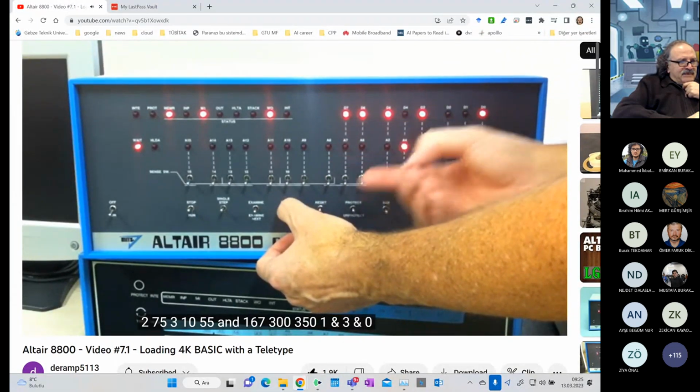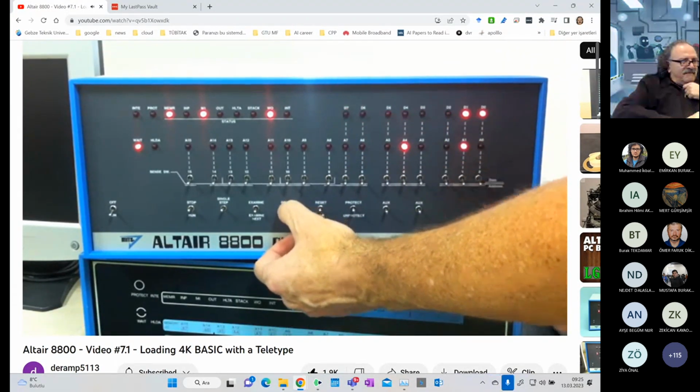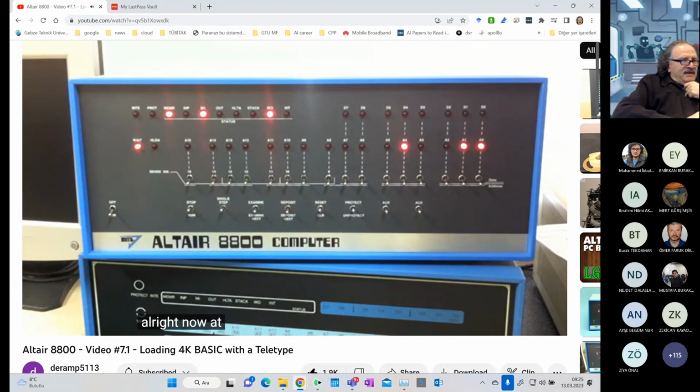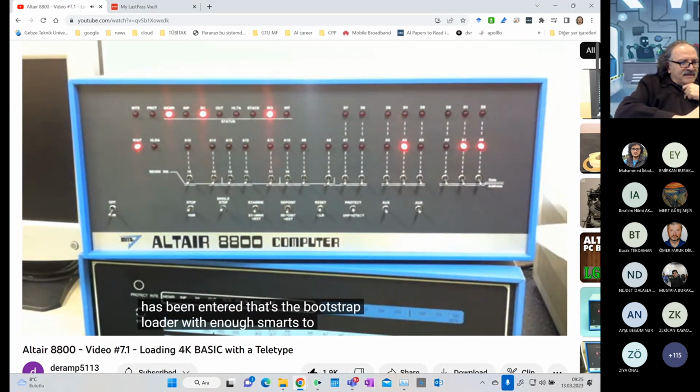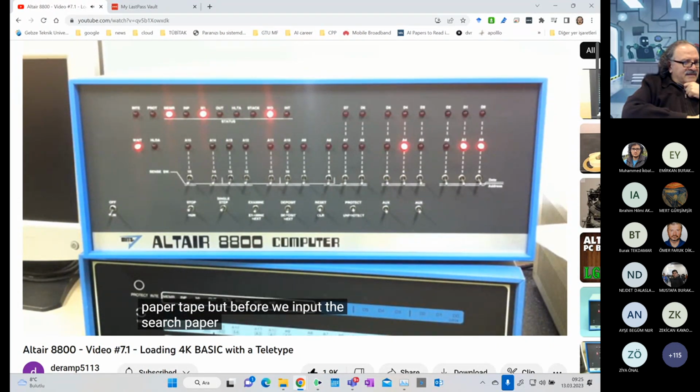And 3 and 0. 3 and 0. Okay. All right. Now at this point, the program has been entered. That's the bootstrap loader with enough smarts to read the paper tape. But before we start the paper tape reading, we have to tell the loader and BASIC what type of serial port we're using.